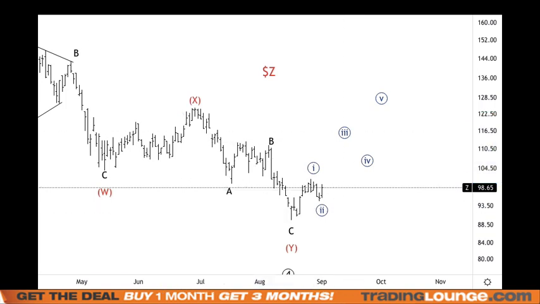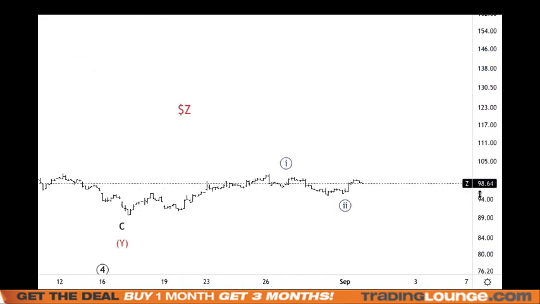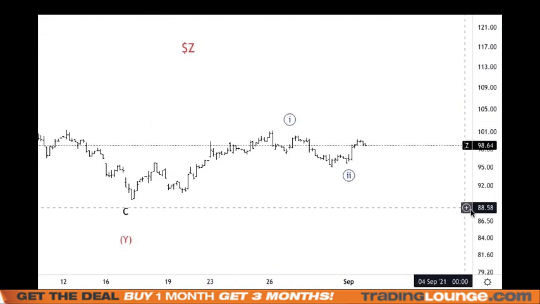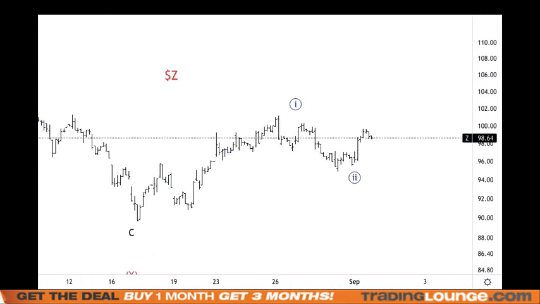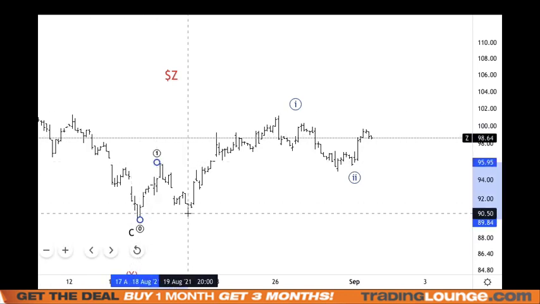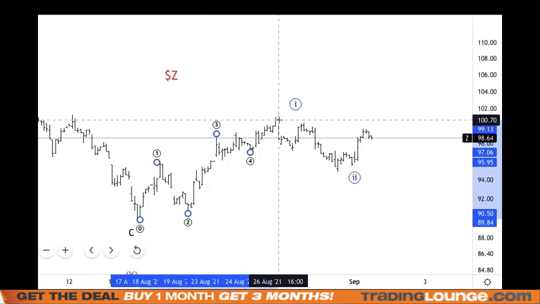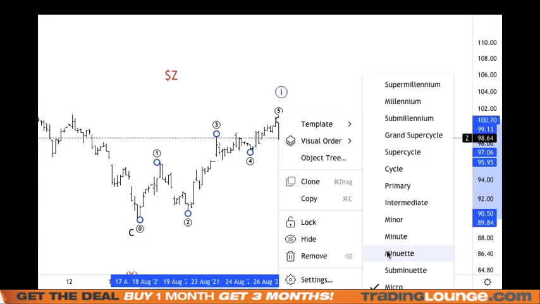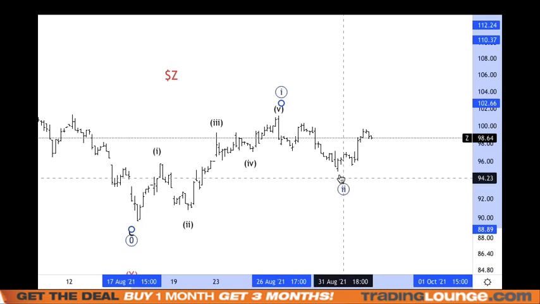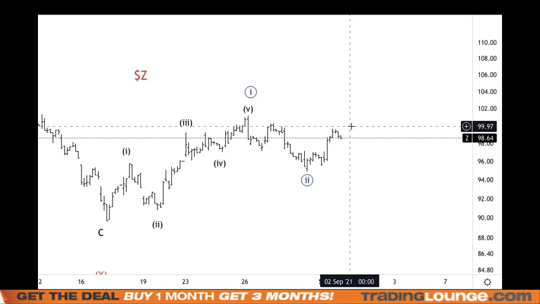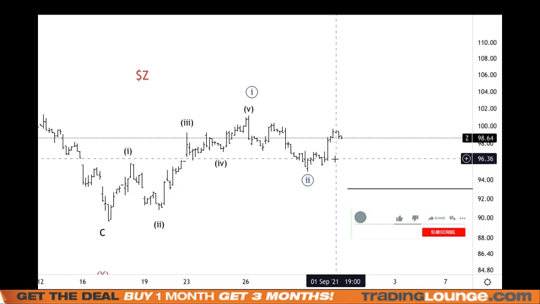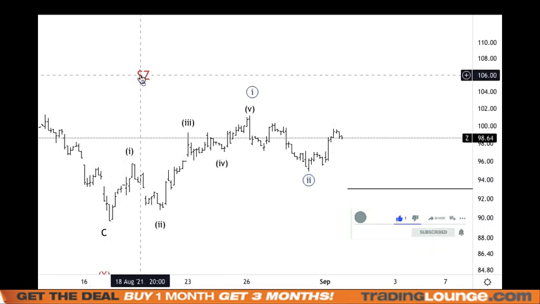Now, what is very interesting is, and to do this, I'll take you to the hourly. Here, we can count 5 waves up. I can see 1, 2, 3, sideways 4, up and 5. And then A, B, C to complete wave 2, and then 1, 2, 3, this could be 4, up and 5. So once again, here we can count 5 waves to the upside. And when we can count 5 waves to the upside, it means that possibly we have resumed the trend.